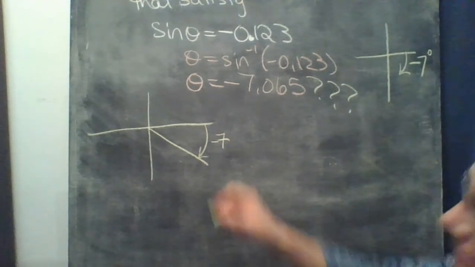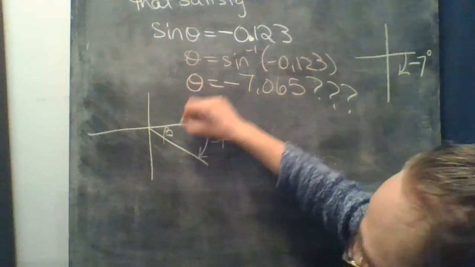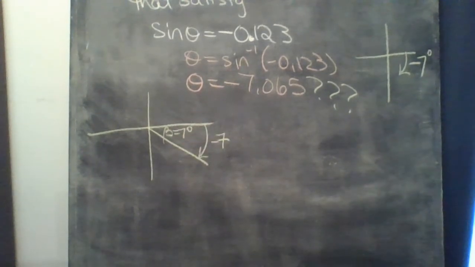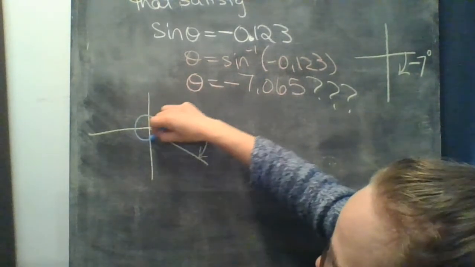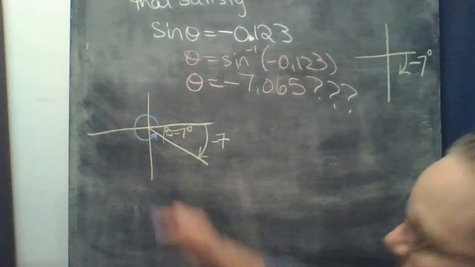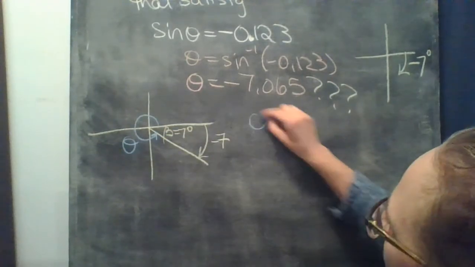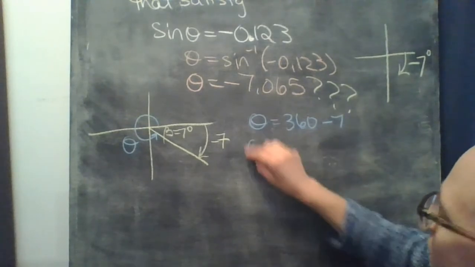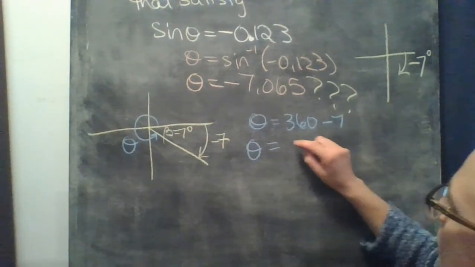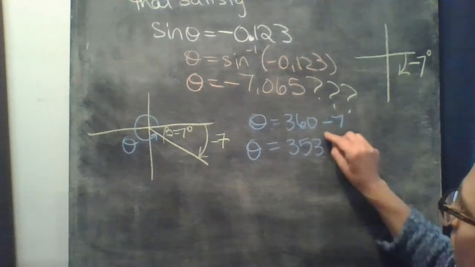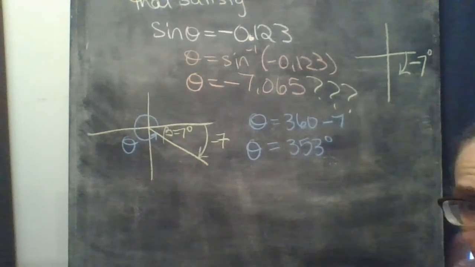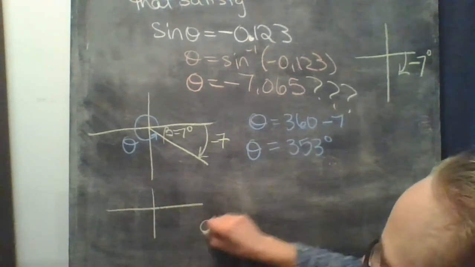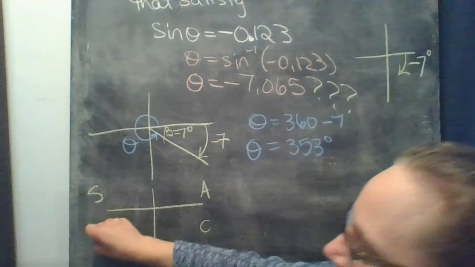Okay, so that means that my beta inside here, my little related acute angle, is 7 degrees. Well, if that's 7 degrees, can we figure out what my real big angle is that I'm actually looking for? Definitely. So that's going to be 360 degrees minus 7. So my real angle that I really want is going to be 353 degrees. Now, is that my only answer? No, it is not. Because that's not the only spot where sine is negative.